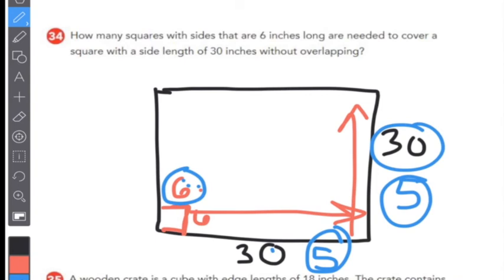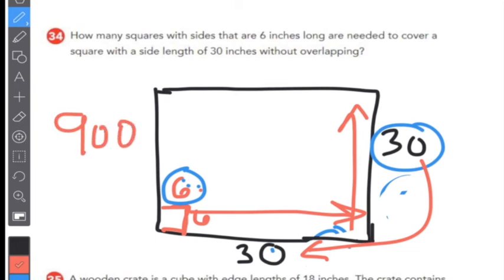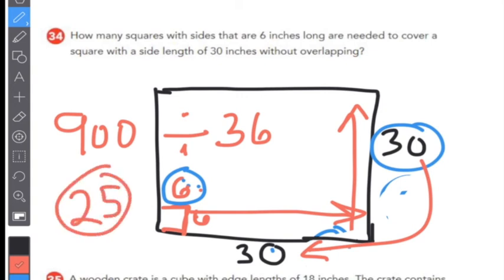There's actually another way to do this, and let me just do some erasing so this is less messy. The other way to do it is we can take 30 times 30, which is 900. And you're going to divide that by 6 times 6, which is 36. And when you divide 900 by 36, you're going to get 25. So there's 3 different ways to do that problem. Each way is correct. I think the easiest way is just to take 30 and divide it by 6, and then 30 again and divide that by 6, and that would give you your answer.